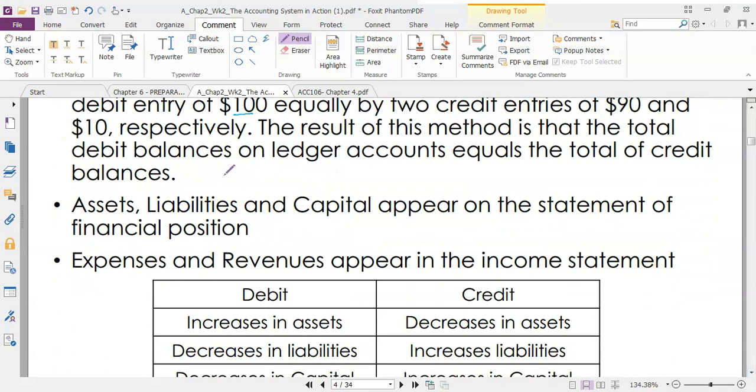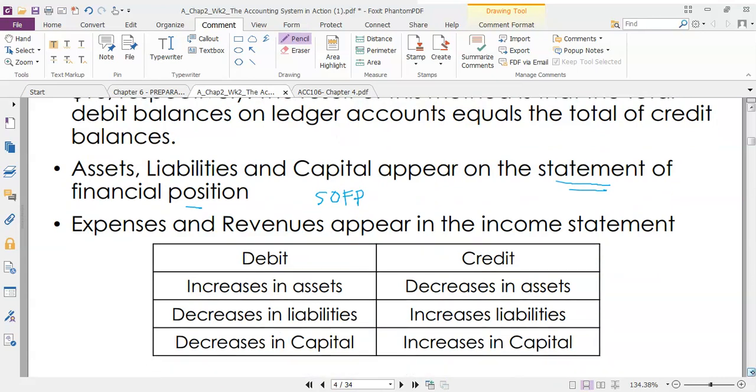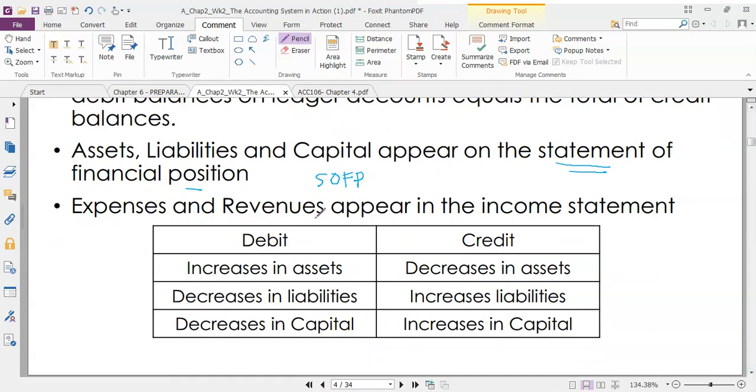Next, dia kata asset, liability, capital appear on the statement of financial position. Tadi saya dah beritahu, asset, liability and capital should appear in the statement of financial position. Kita akan ringkaskan SOFP. SOFP stands for statement of financial position. But expenses and revenue must appear in the income statement. Another term for income statement is SOPL, statement of profit and loss.